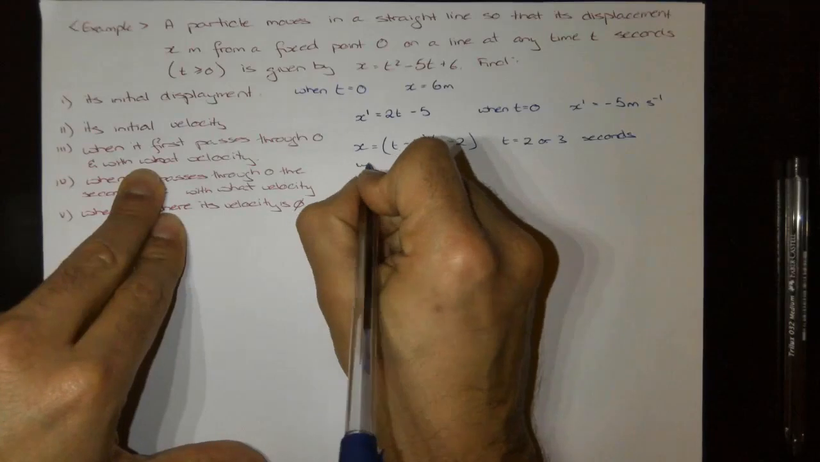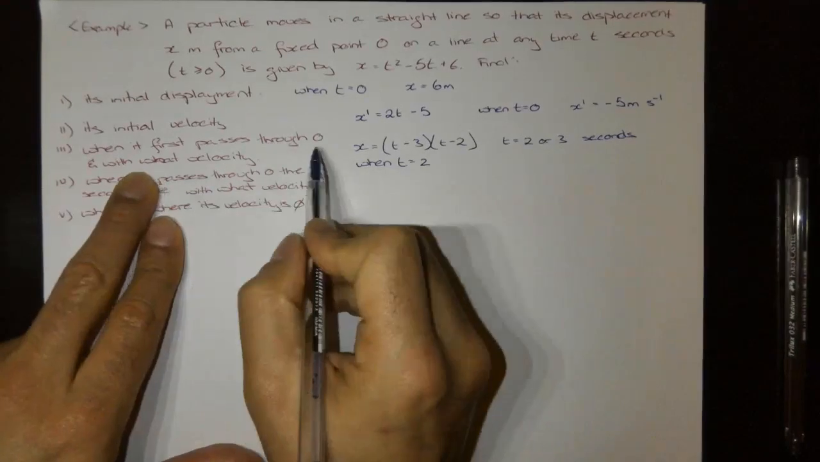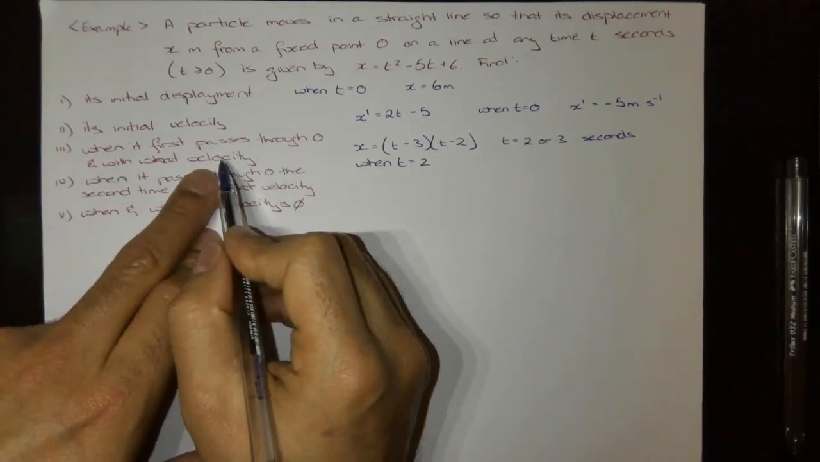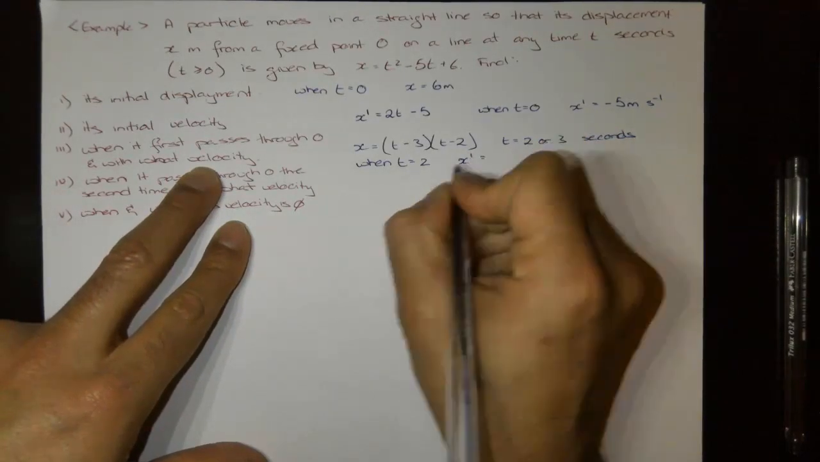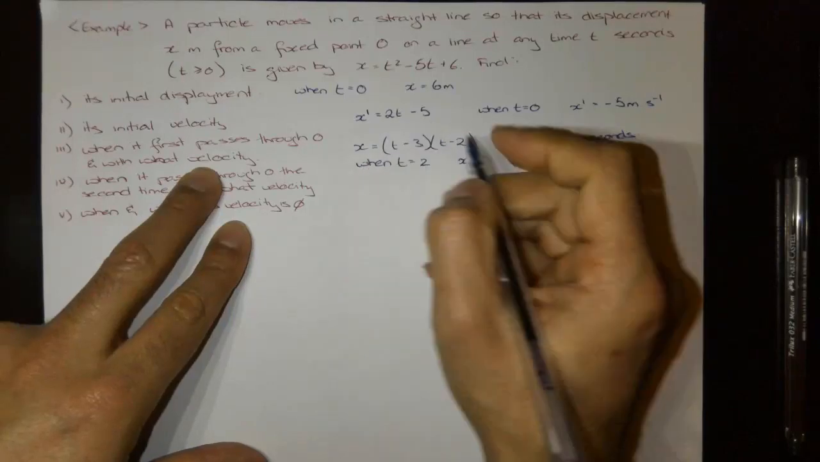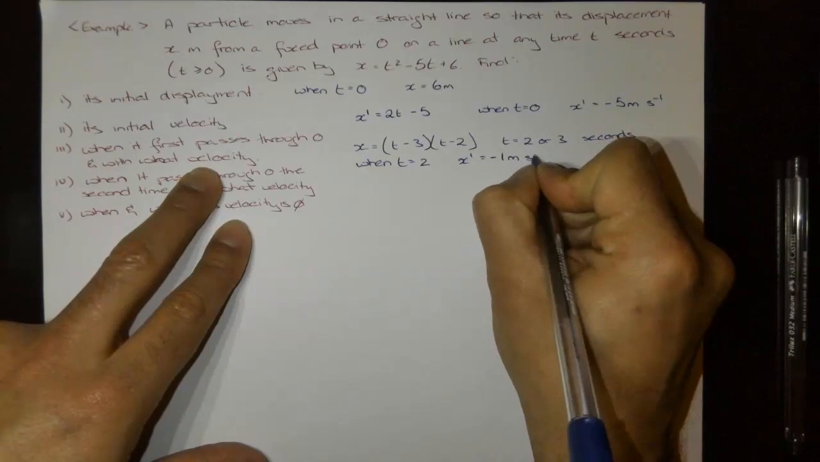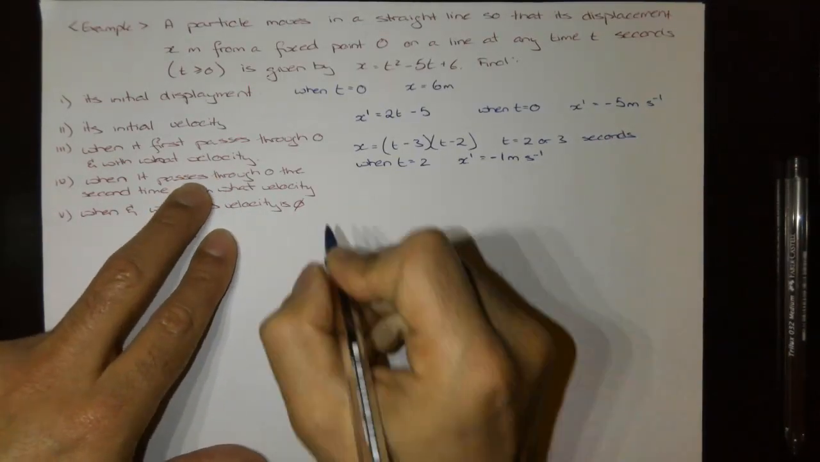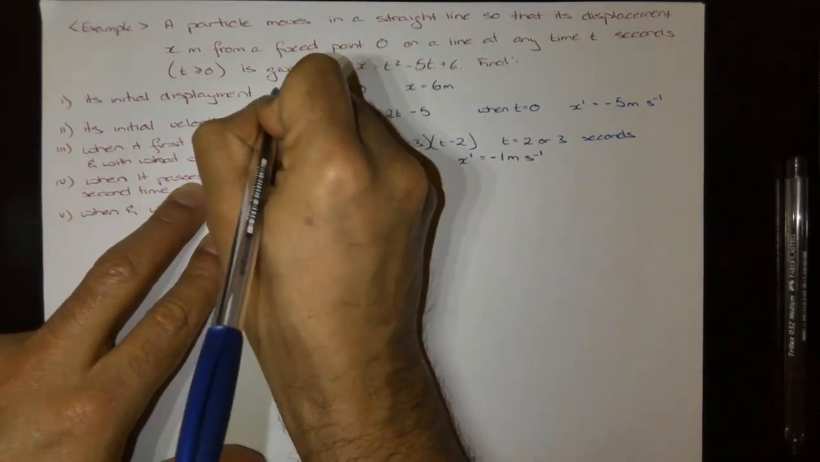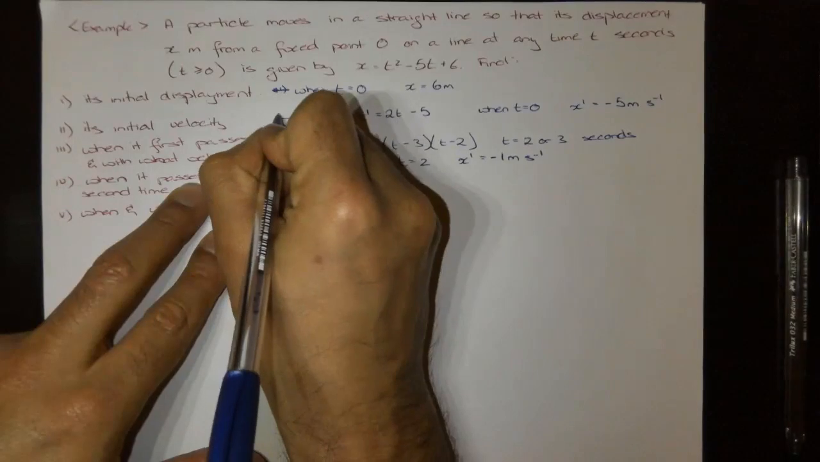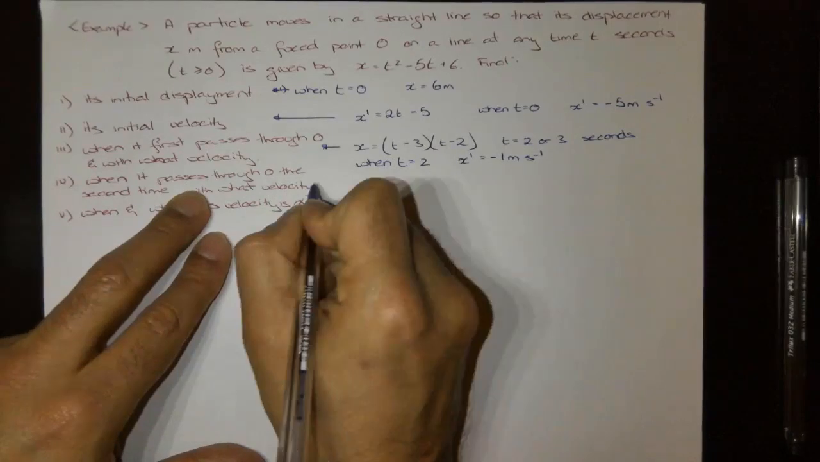So when t equals 2, we want to figure out what velocity it is. The velocity we're going to plug into this again. When t equals 2, that's going to be 4 minus 5, which is minus 1. So it's got a velocity of -1 meters per second. Okay, so that's that one.